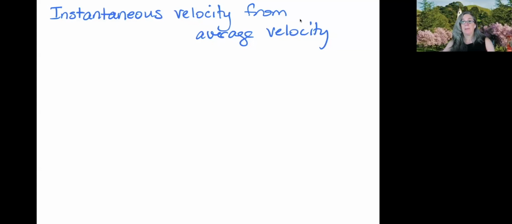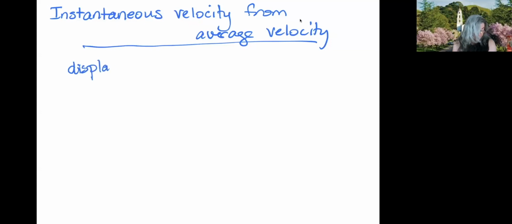This one is going to be about going from average velocity, which we already saw, to instantaneous velocity. So for this to make sense, you should already have seen displacement, which we talked about before. Just a quick reminder, displacement.